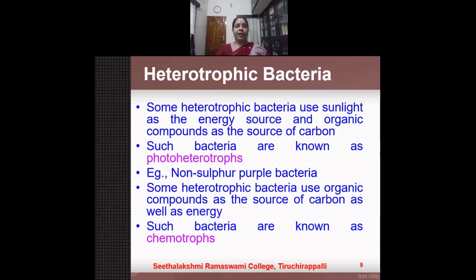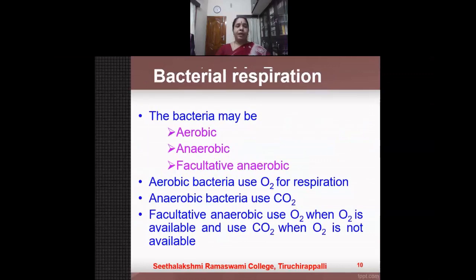Some heterotrophic bacteria use sunlight as the energy source and organic compounds as the source of carbon. Such bacteria are known as photoheterotrophs. Example, non-sulfur purple bacteria. Some heterotrophic bacteria use organic compounds such as carbon as well as energy. Such bacteria are known as chemoheterotrophs.